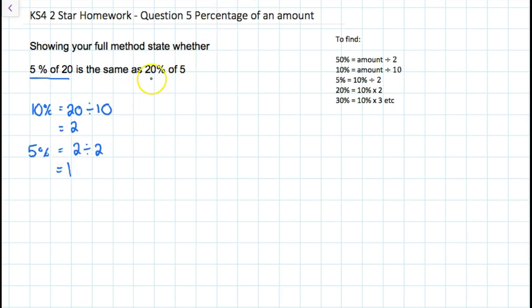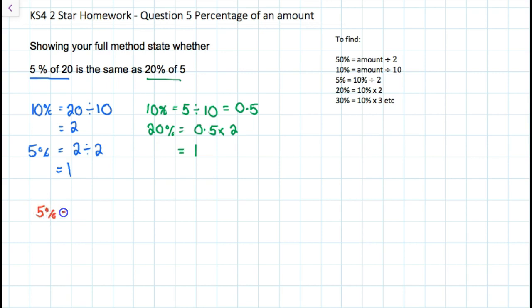Going on to this part here, we've got 20% of 5, so we can see the 20% is found by working out what 10% is first, then times in the answer by 2. So if we look at 10% is equal to 5 divided by 10, which is equal to 0.5, and 20% is then equal to 0.5 multiplied by 2. You've got 2 halves, you've actually got 1 whole, so we can see that these in fact are identical to each other.